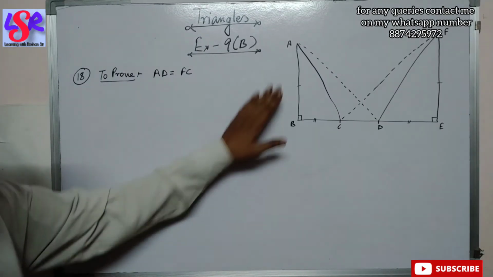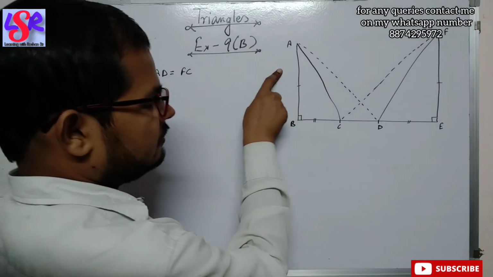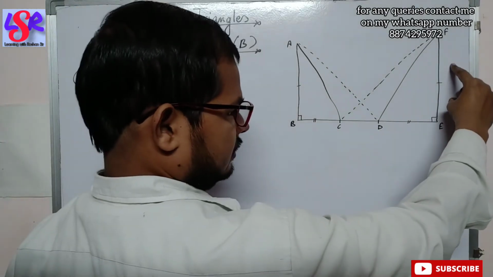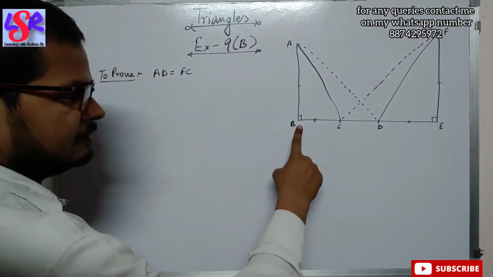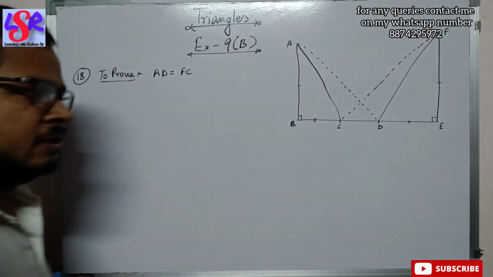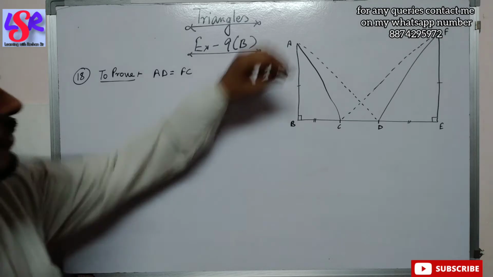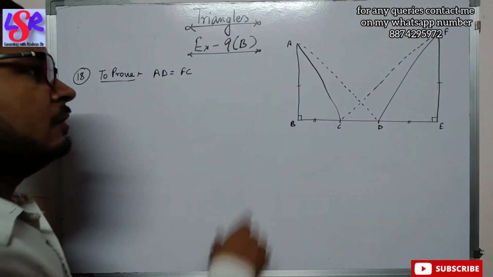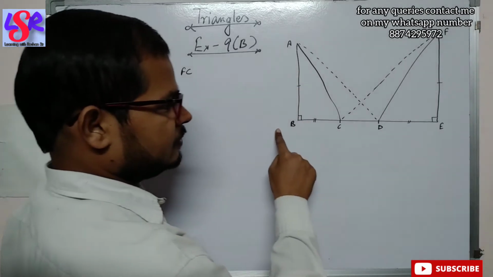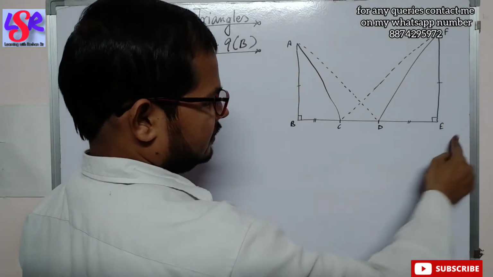Here we are having this figure. In this figure, we have been given AB equals FE, then BC equals DE. Also, it has been given that angles B and E are 90 degrees each. They are perpendicular. Now we have to prove that AD equals FC. For that, we need to prove triangle ABD congruent to triangle FEC.